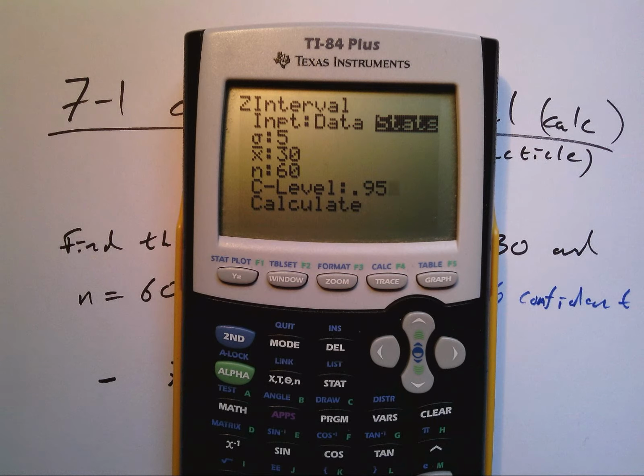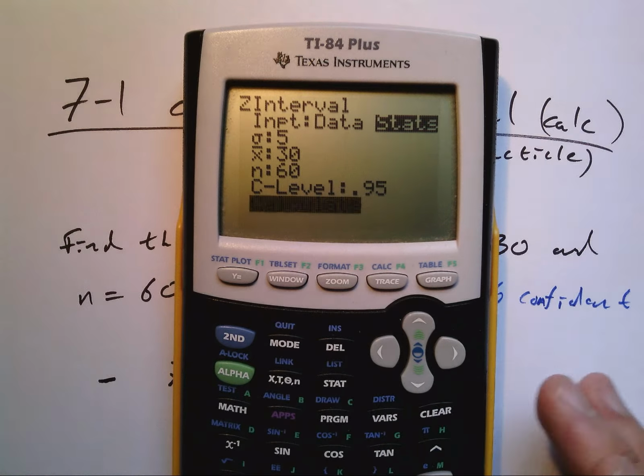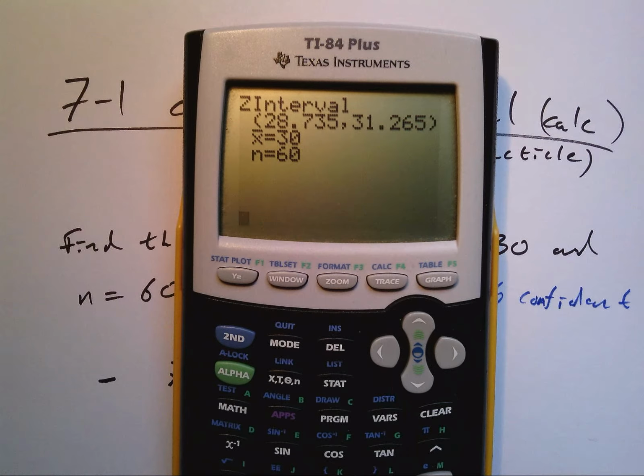Now, notice they didn't ask about the alpha. Just be aware that the alpha and the confidence level are complements of each other. They have to add up to 1. Alright, I'm going to go to calculate, and here I go. There's the information.